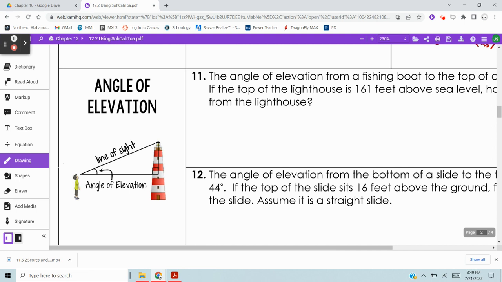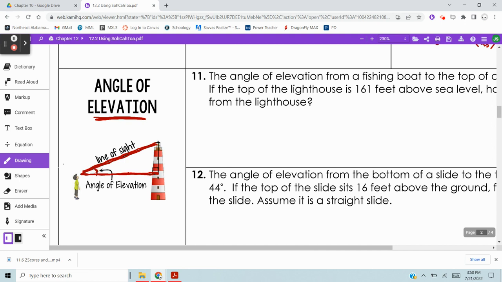Okay, starting on number 11, we're actually going to apply sine, cosine, and tangent, and we're going to be using it to find answers in problems involving angles of elevation. Now, what we need to know about angles of elevation is it's our line of sight we're talking about here. If you were looking straight ahead from your eye, that would be a horizontal with the ground. It's very important that you measure from a horizontal, and then you tilt your head up from there. And the amount of angle that you tilt your head up, we call the angle of elevation.